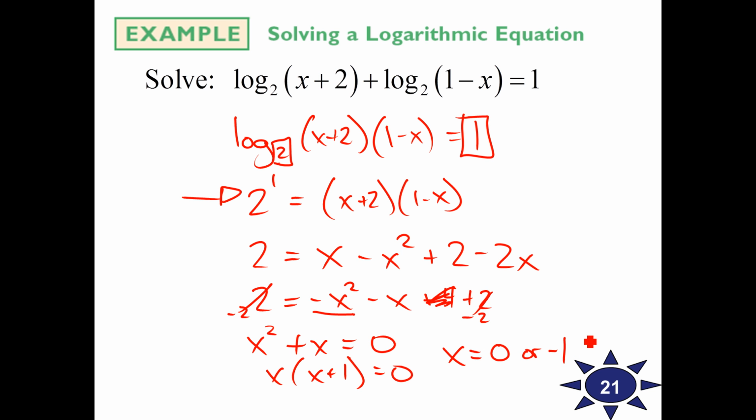Now you don't automatically get rid of the negative 1. You have to check up here, because this in here and this in here need to be positive. So 0 plus 2, that works. 1 minus 0, okay, that works. So 0 is good. Let's check negative 1. What's negative 1 plus 2? That's a positive. What's 1 minus negative 1? That's also a positive. So these are both going to work. Alright, so go ahead and use that information and try problem 21.